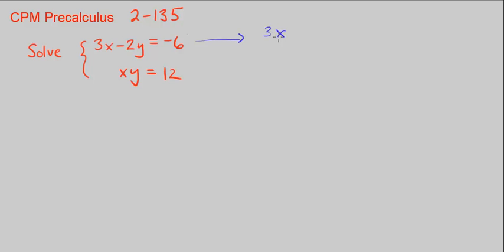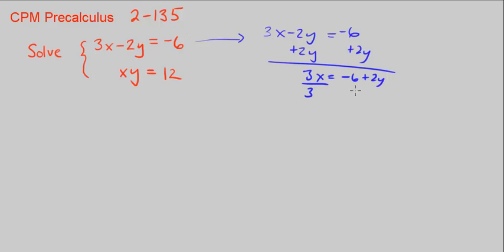So 3x minus 2y equals negative 6. To solve for x, let's move 2y to the other side. 3x equals negative 6 plus 2y. Divide both sides by 3. So we get x is equal to negative 6 plus 2y over 3. Then we want to plug it back into the other equation where we see x.